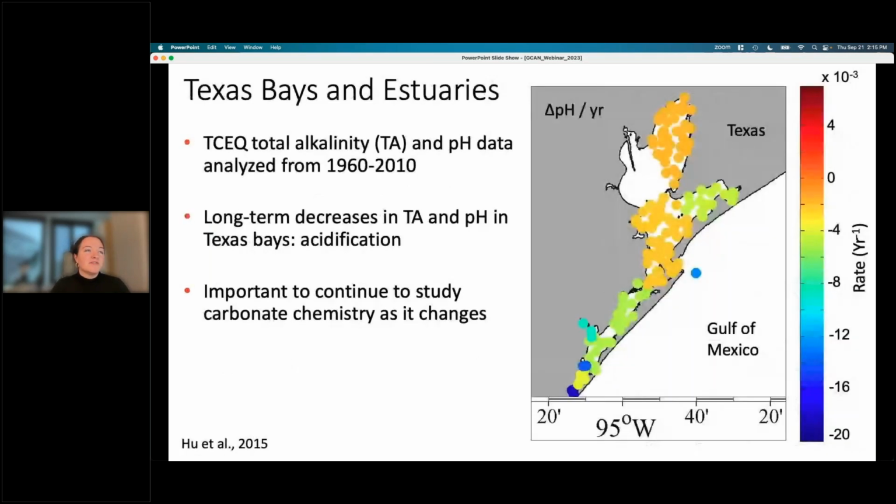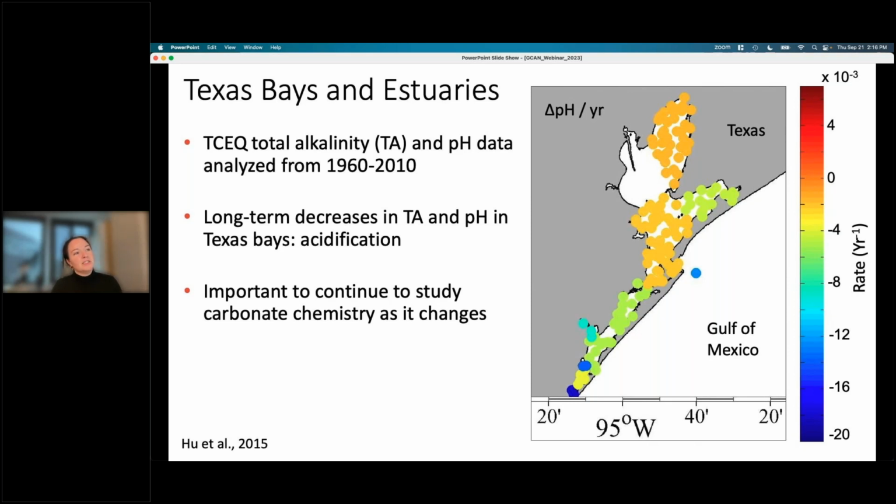Long-term studies also provide a very important understanding of how the chemistry within these estuarine ecosystems is changing over time and what this might mean for some of these shorter term events. For instance, TCEQ, or Texas Commission on Environmental Quality, has provided significant amounts of total alkalinity, or TA, as well as pH data that have been analyzed for the past 5 decades. This study indicated that we are seeing long-term decreases in both TA, which indicates the buffering capacity or ability of water to resist changes in pH, as well as pH in Texas bays, indicating an increasing trend of acidification over time.